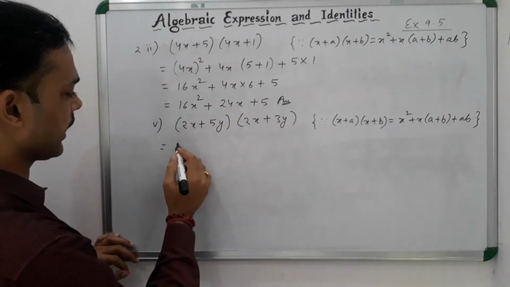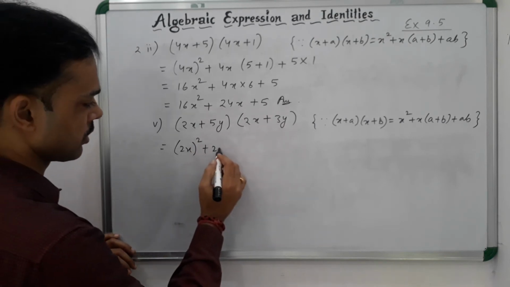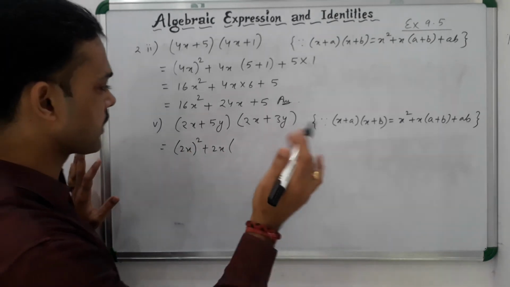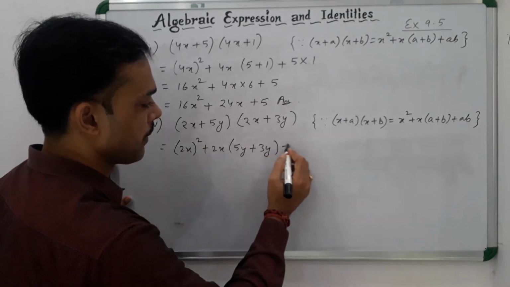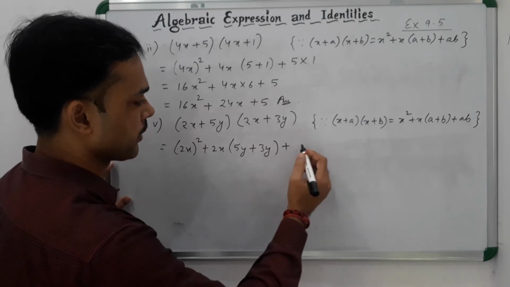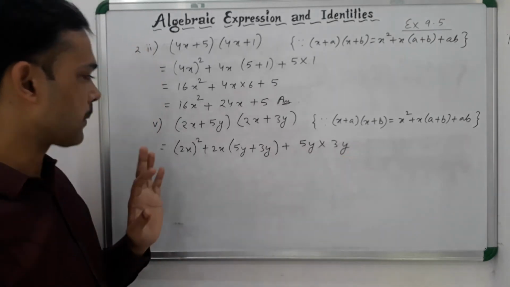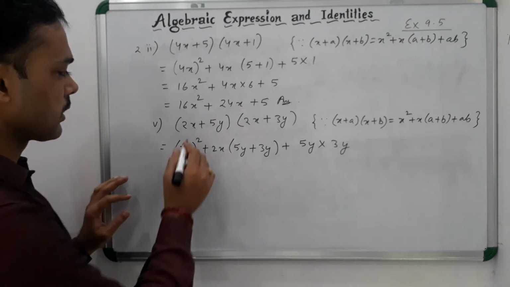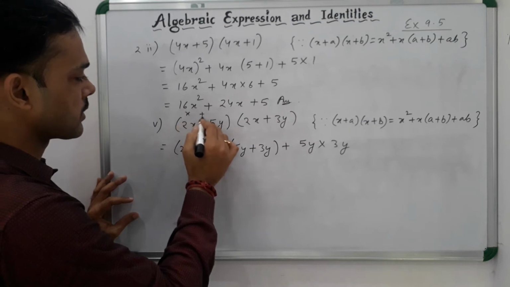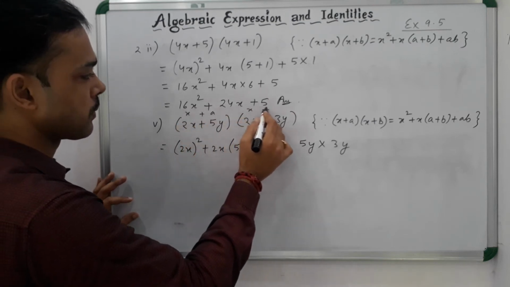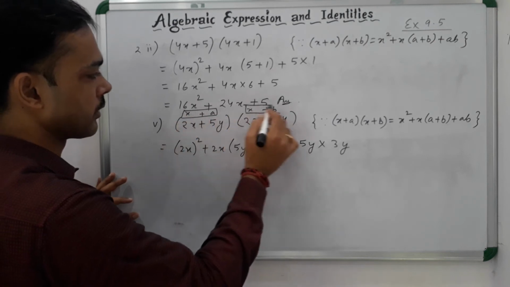At place of x we have got 2x, so 2x whole square plus 2x. In bracket it is a plus b, so 5y plus 3y, plus a into b means 5y into 3y. I am showing people how. See, the expression, the identity is (x plus a) into (x plus b). Okay, this is the identity.